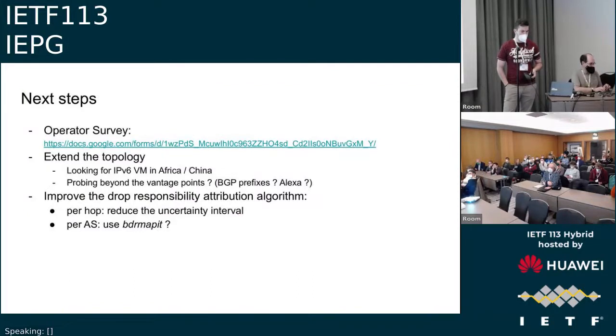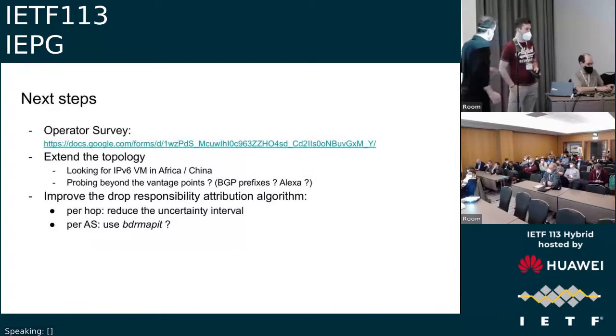About the next steps, we have set up an operator survey. If you are an operator and watching this, please have a look, click on this, and fill in the form. That will greatly help us, and we could correlate what we observed with your data, and we keep privacy, all right? We also plan to extend the topology. As I said earlier, we are trying to find some VMs somewhere in China or Africa. And we also plan to probe destinations we don't necessarily own, for instance based on BGP prefixes or Alexa top domains.